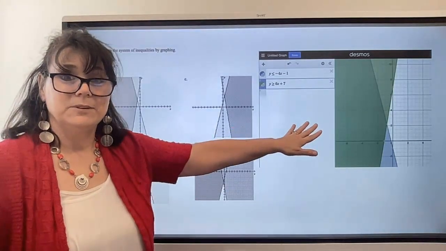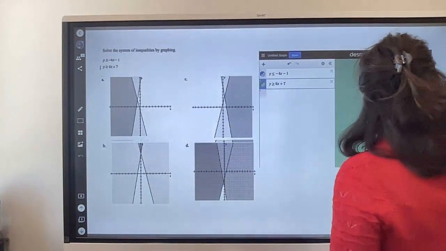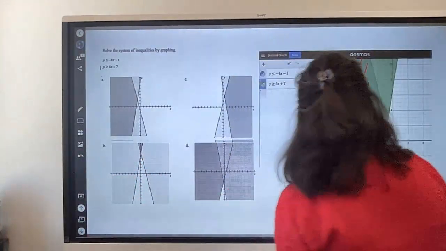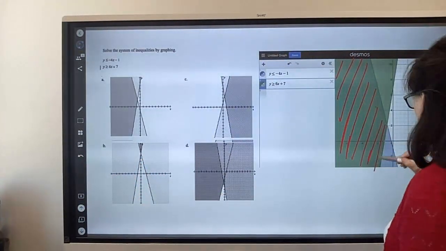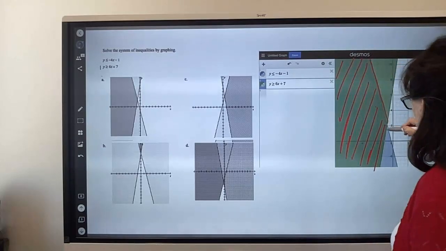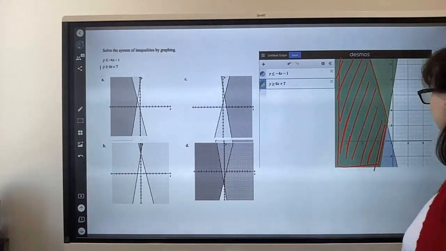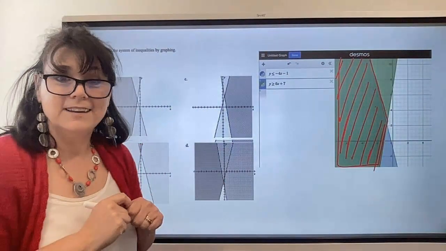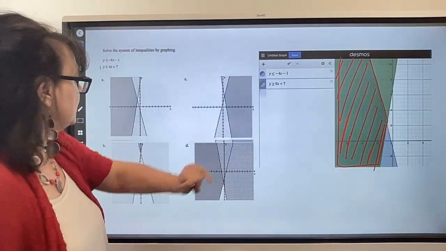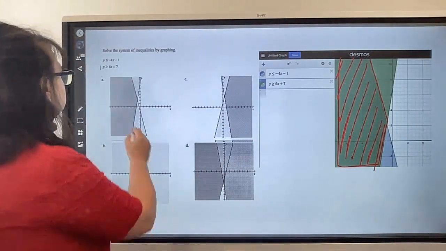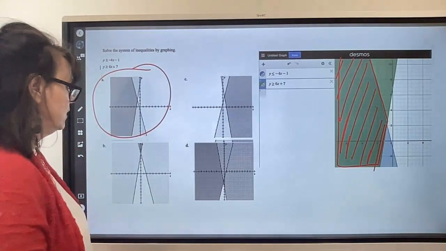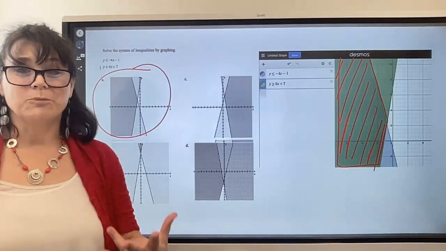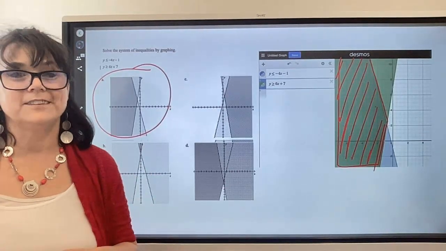Now that I can see what's going on, I can see that this part here is my overlapping area. So this part here is my solution set. So now I just have to figure out which one of my options here is the correct answer. So by looking at what's going on here, I can see that this graph here would be the answer. I hope this helps. It's a great tool to be able to use to solve for systems of inequalities.